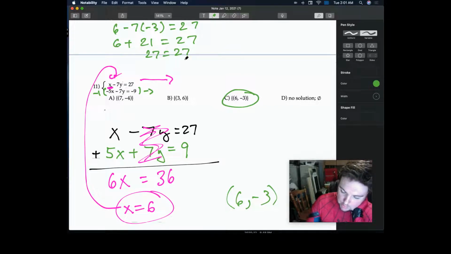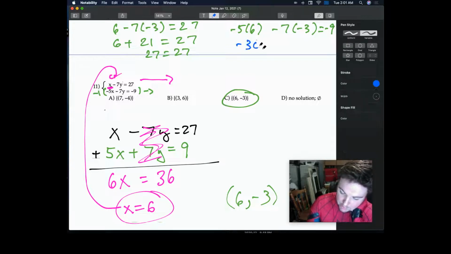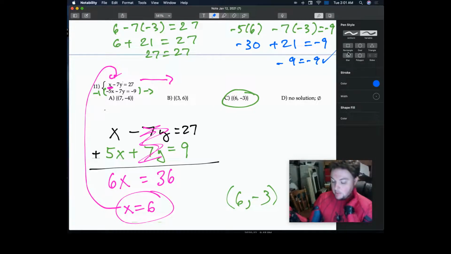All right, let's do the next one. Negative 5 times 6 minus 7 times negative 3 equals negative 9. Let's see what happens. I get such, and that is going to give me negative 9 equals negative 9. And I know it did correctly.